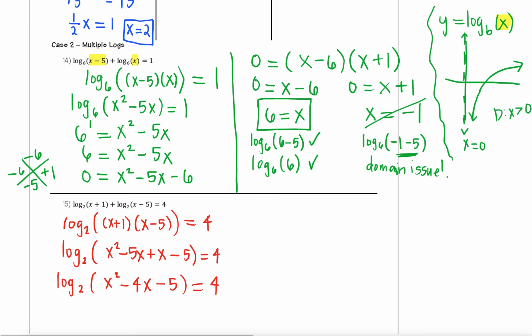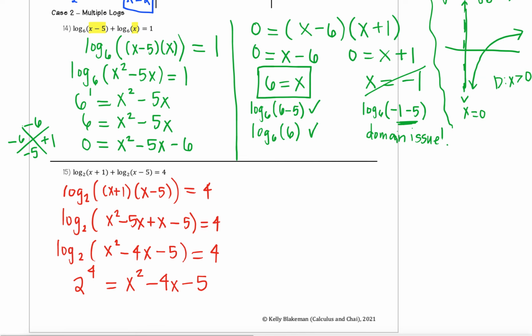Why don't you guys pause the video here and convert this to exponential form? So in exponential form, we'd have a base of 2. Our exponent would be 4, and that would be equal to x squared minus 4x minus 5. From here, we want to go ahead and see if we could factor this again. So I'm going to simplify the 2 to the 4th. 2 to the 4th is equal to 16.